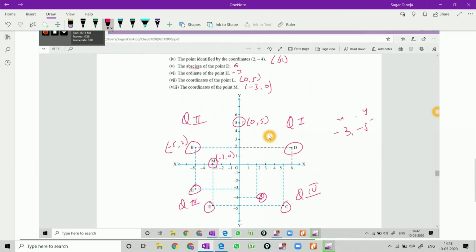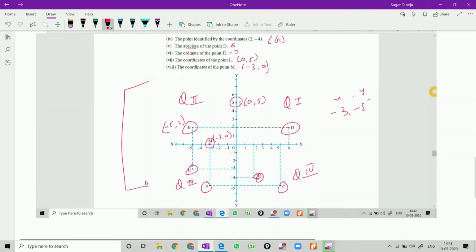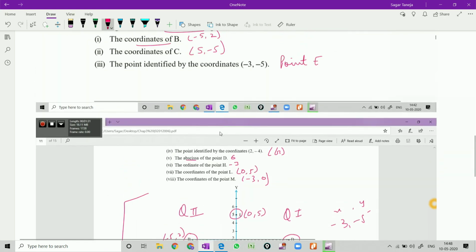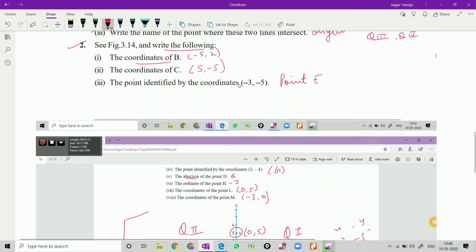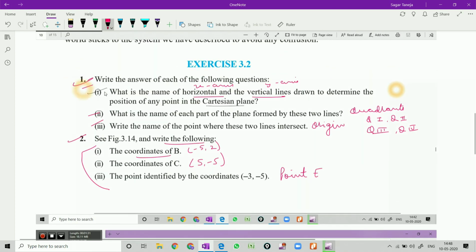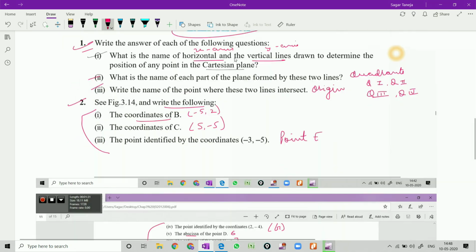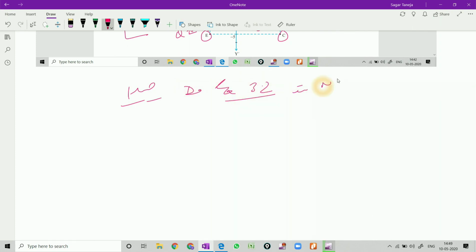So we are done with exercise 3.1. You do not need to make this figure in your notebook and can directly write your answers. With the help of the book, open your book, see the figure and write all the answers in your notebook. Clear? Just write these questions only, then write the answers in front like this. In the same way you can write the questions and answers for exercise 3.2. So your homework is to do exercise 3.2 in your notebook.